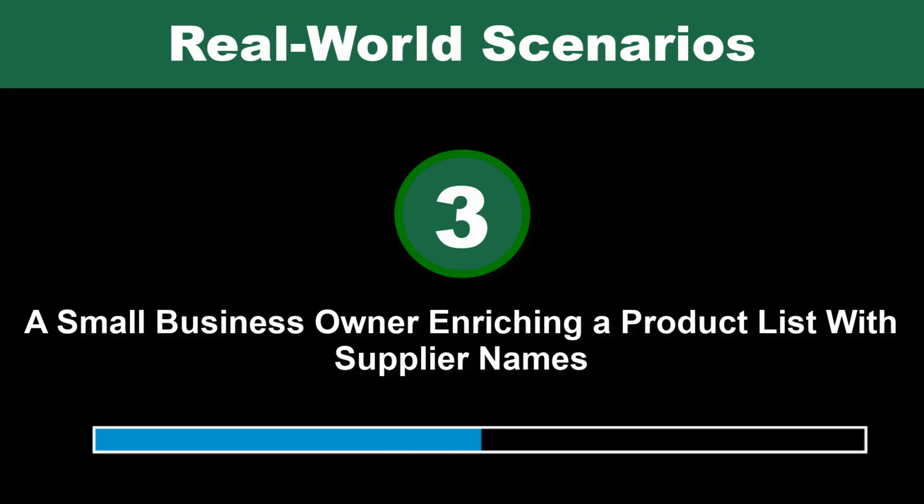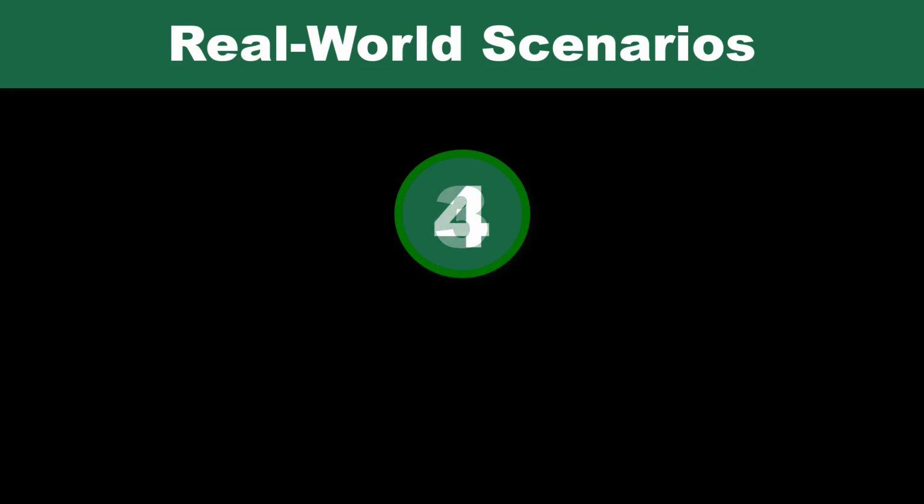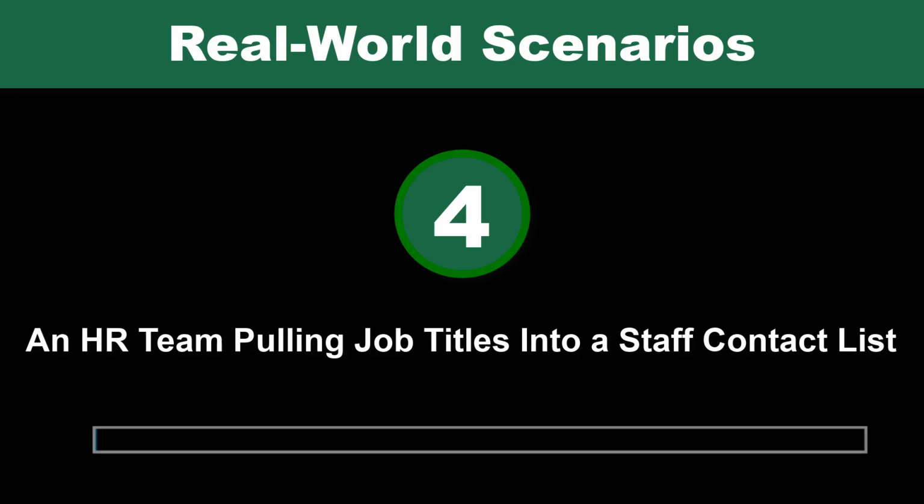Data Matcher guided her through selecting the product code column in the supplier sheet, and the supplier name column. The formula appeared instantly. Every product had a supplier name in one pass. No formula knowledge needed.